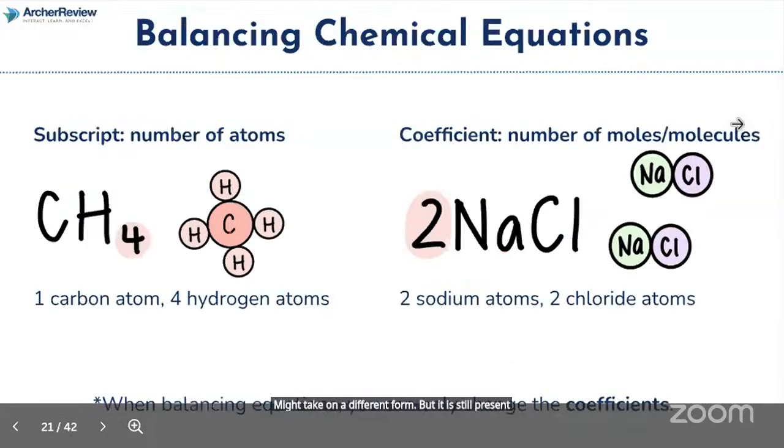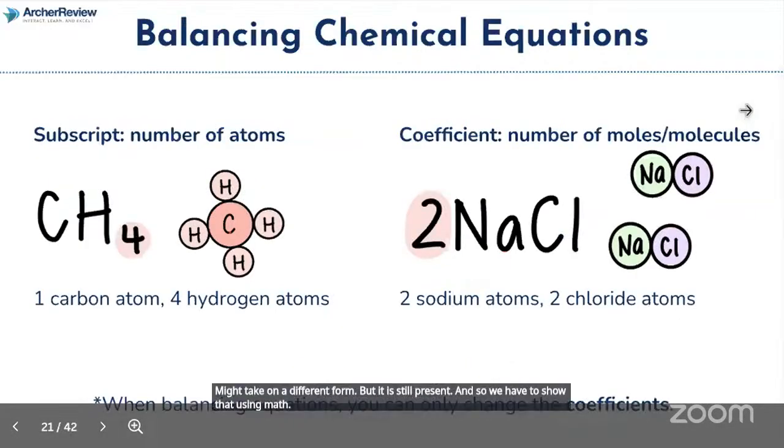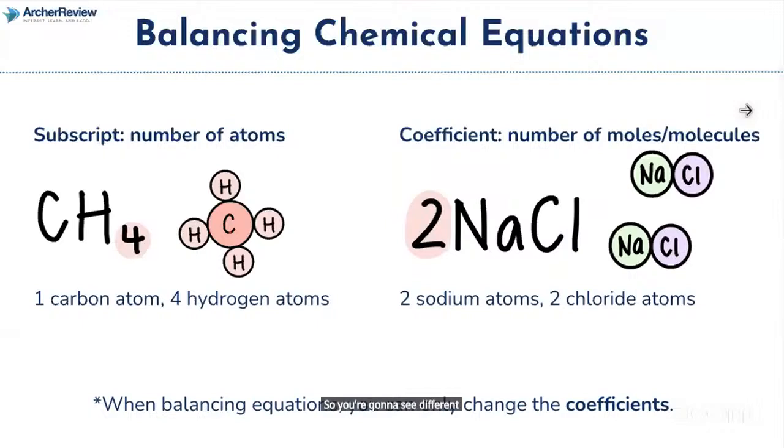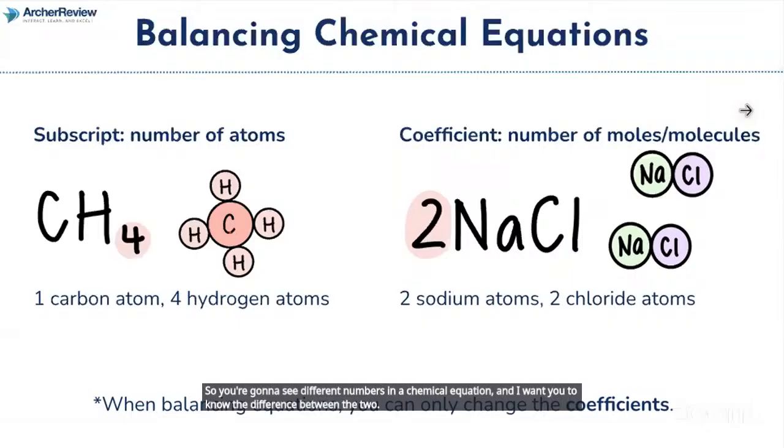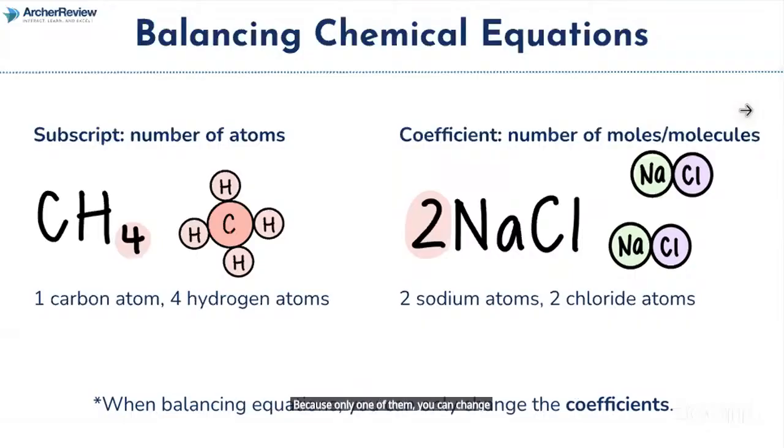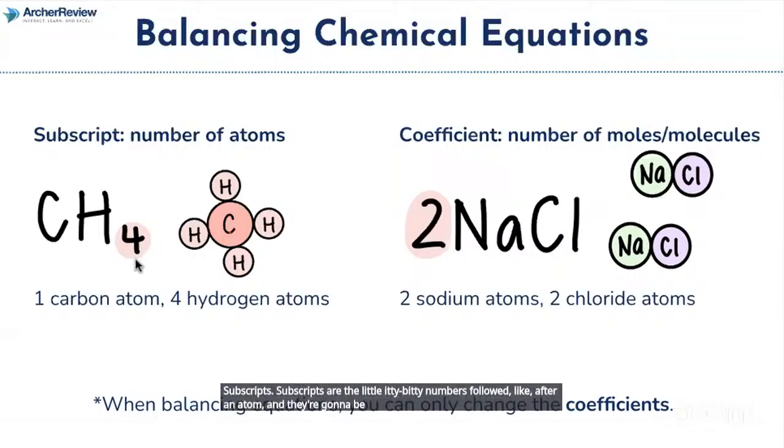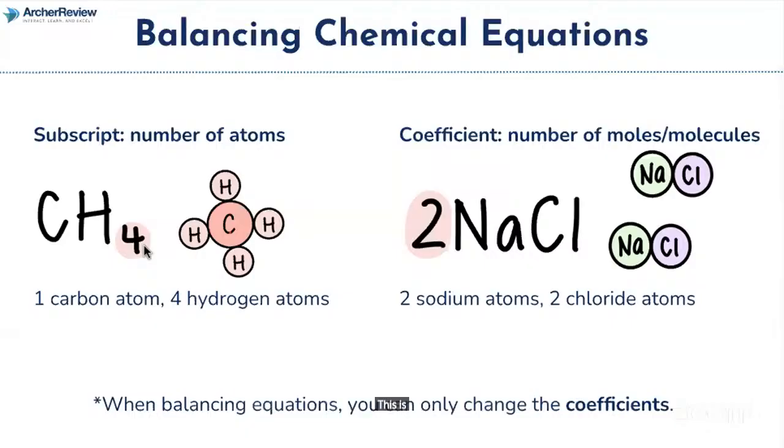And so we have to show that using math. So you're going to see different numbers in a chemical equation. And I want you to know the difference between the two because only one of them you can change, the other one you cannot. Subscripts. Subscripts are the little itty bitty numbers after an atom, and they're going to be down below that atom. So see how CH4, the 4 is down below the H and it comes after the H. This is indicating to you the number of atoms of that element in a molecule.